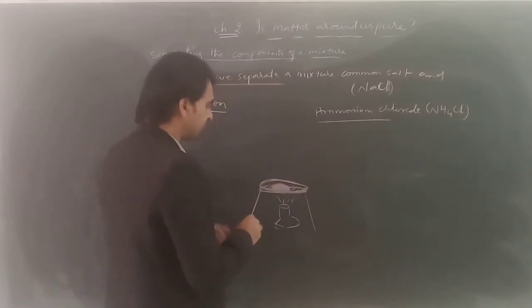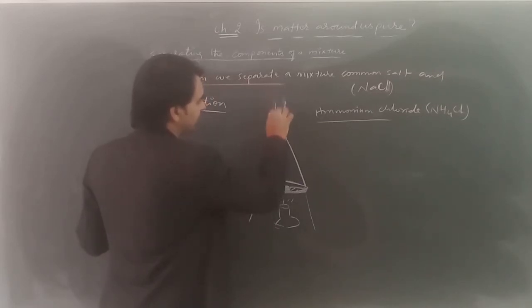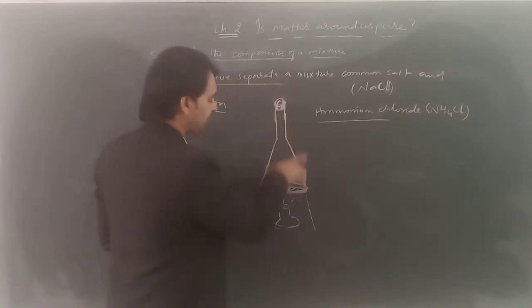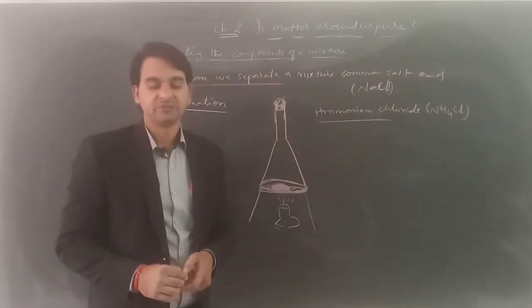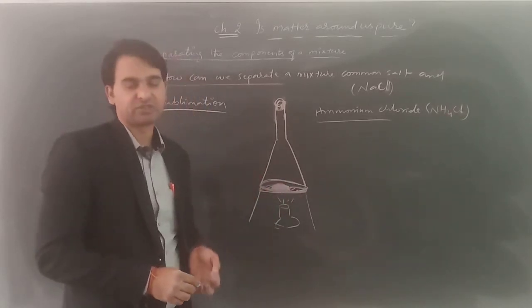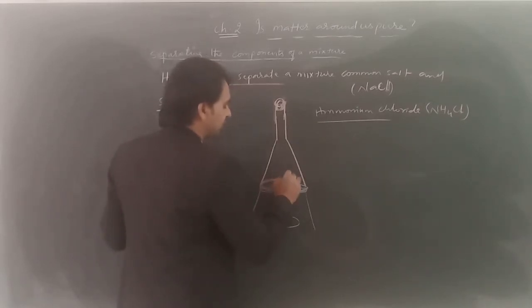This watch glass is covered by an inverted funnel. एक इन्वर्टेड फनल इस पर लगाते हैं हम यहाँ पर. And this funnel is closed from the top by using a cotton plug. ऊपर कॉटन प्लग लगाकर इसको क्लोज कर देंगे, and it is inverted on this mixture and on the watch glass. We will start heating this one. जब हम इसे हीट करेंगे तो धीरे धीरे क्या होता है, certain vapors start arising from this one.